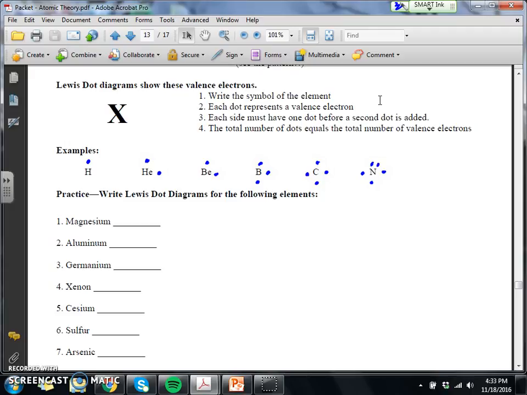If I look at neon, it is in column 18. It'll have 8 valence electrons. So put 1, 2, 3, 4, 5, 6, 7, 8. And that's the total it can have. So you can use that to begin to practice the rest of your problems.